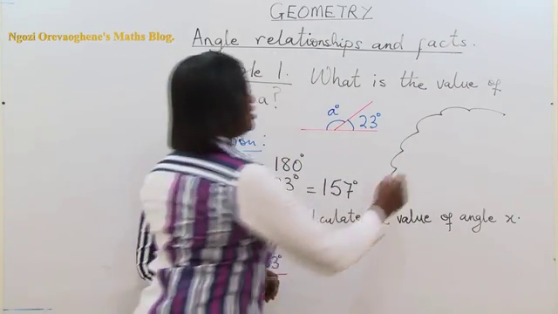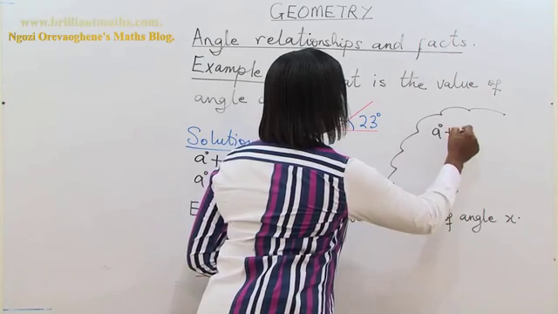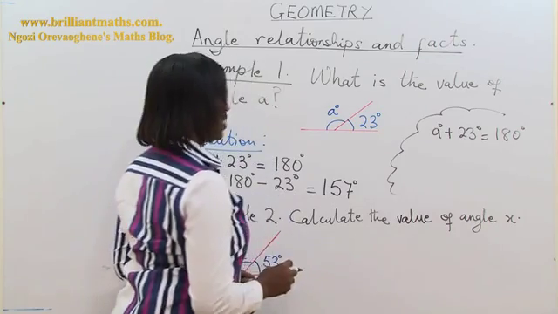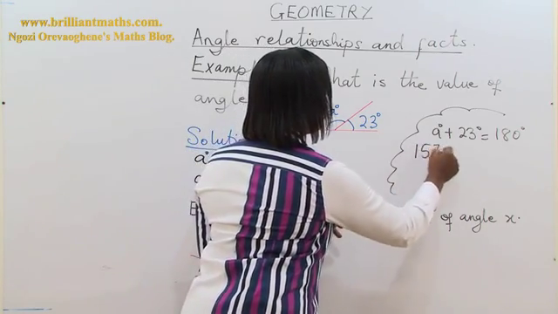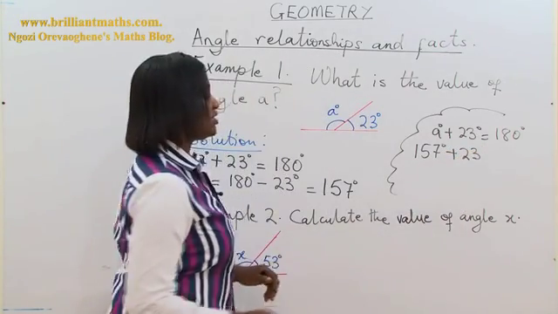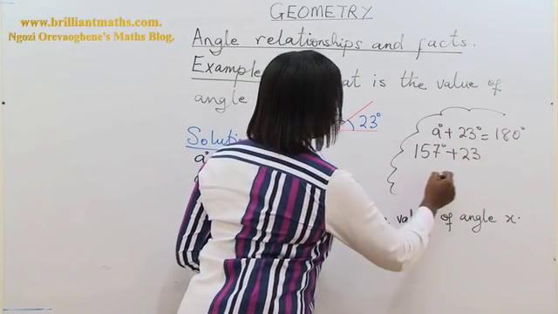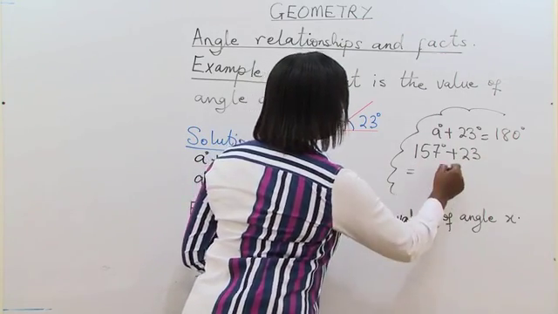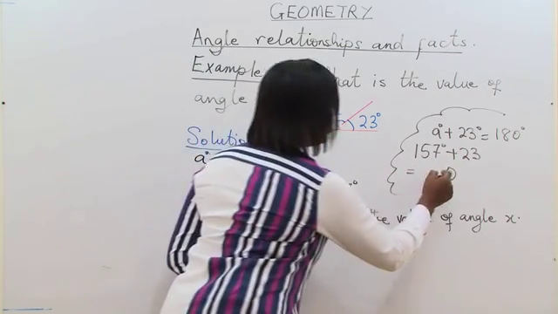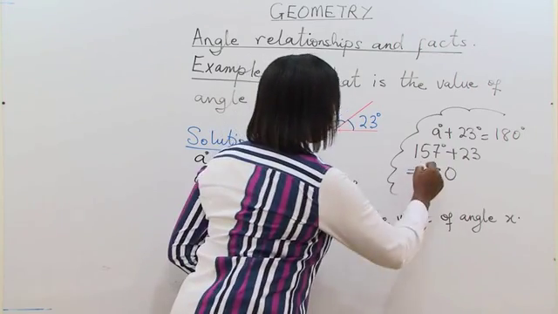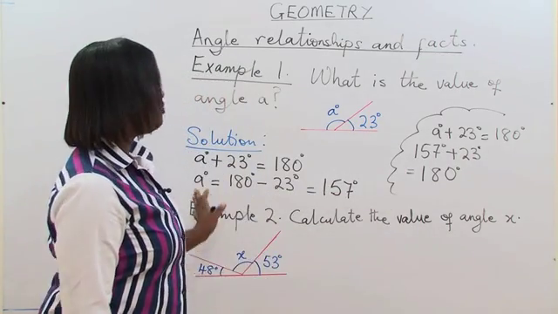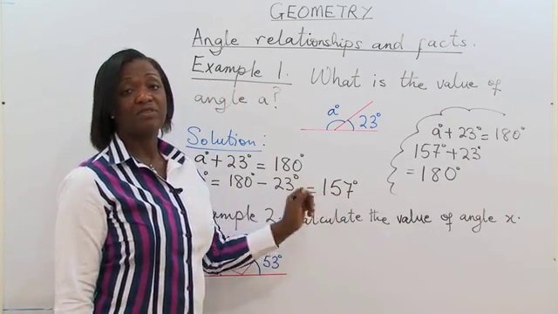So we are saying that A plus 23 degrees is equal to 180 degrees. Let's see if 157 degrees plus 23 degrees. What will that give us? 7 plus 3 is a 10. We carry 1. 5 plus 2 is a 7. Plus 1 is 8. And then 1. So our answer is correct. The value of angle A is 157 degrees.